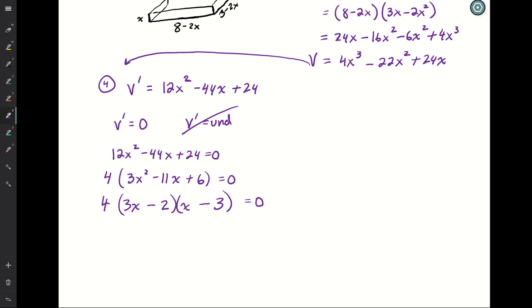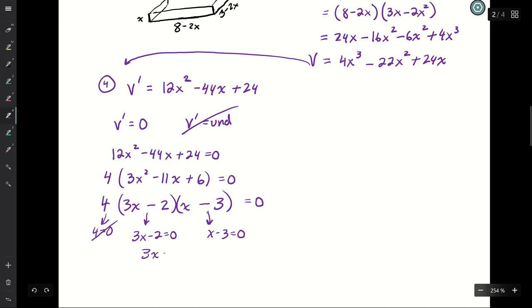So we're good there. All right, now for critical numbers, the 4 we don't have to worry about because there's no x with it, so it doesn't make sense to set it to 0. Here we have 3x minus 2 equal to 0, and here x minus 3 equal to 0. This one we have 3x equals 2. That's going to get x equals 2/3. And on this one, we're going to get x is equal to 3.